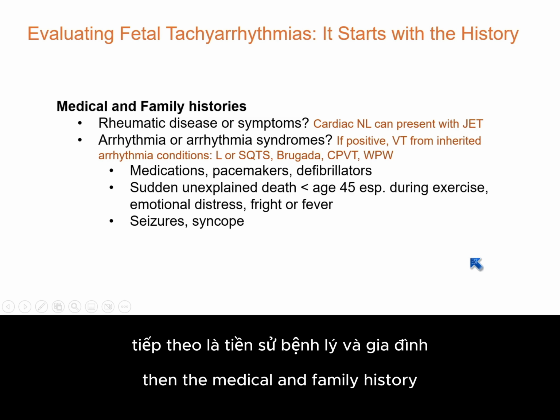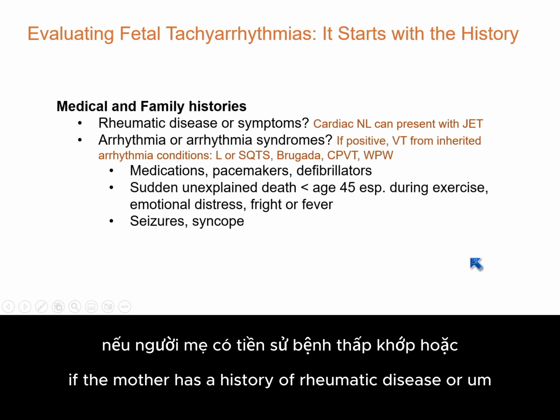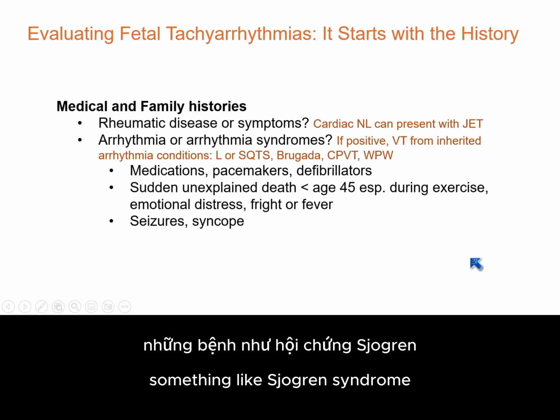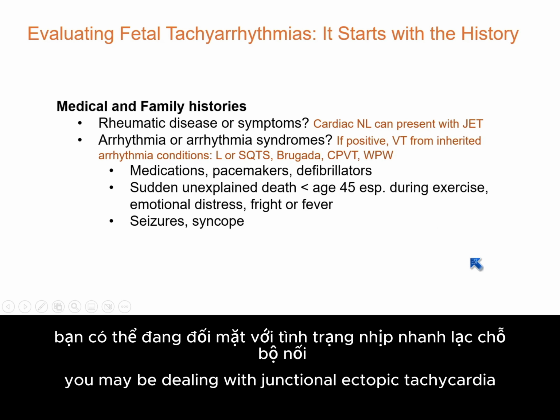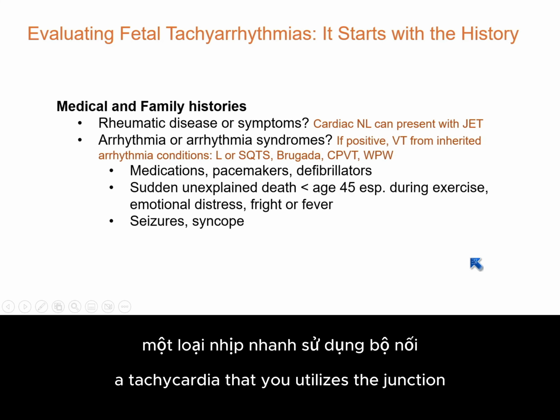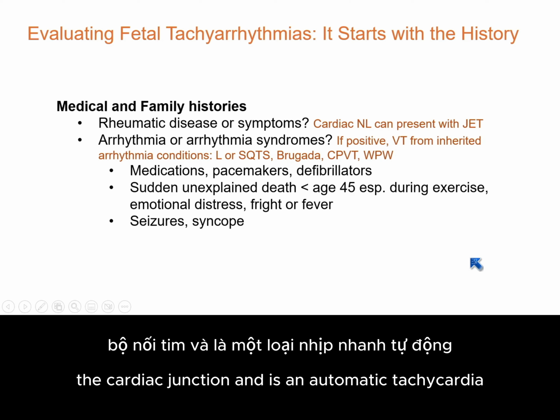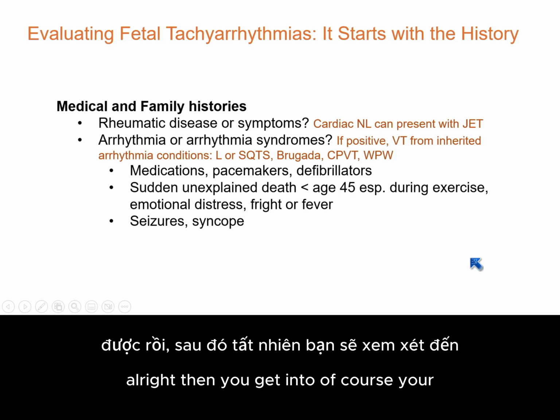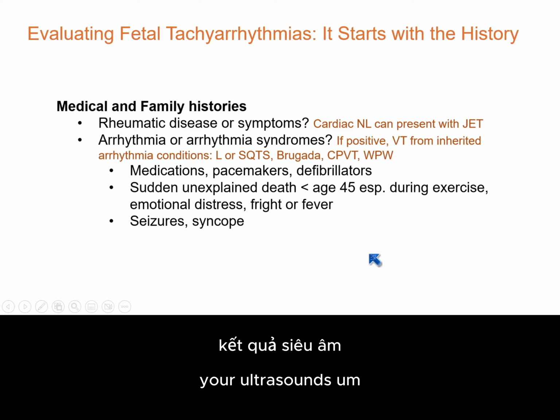Then the medical and family history. If the mother has a history of rheumatic disease or something like Sjogren's syndrome and the baby is tachycardic, you may be dealing with junctional ectopic tachycardia, which is a tachycardia that utilizes the junction, the cardiac junction, and is an automatic tachycardia. All right, then you get into, of course, your ultrasounds.